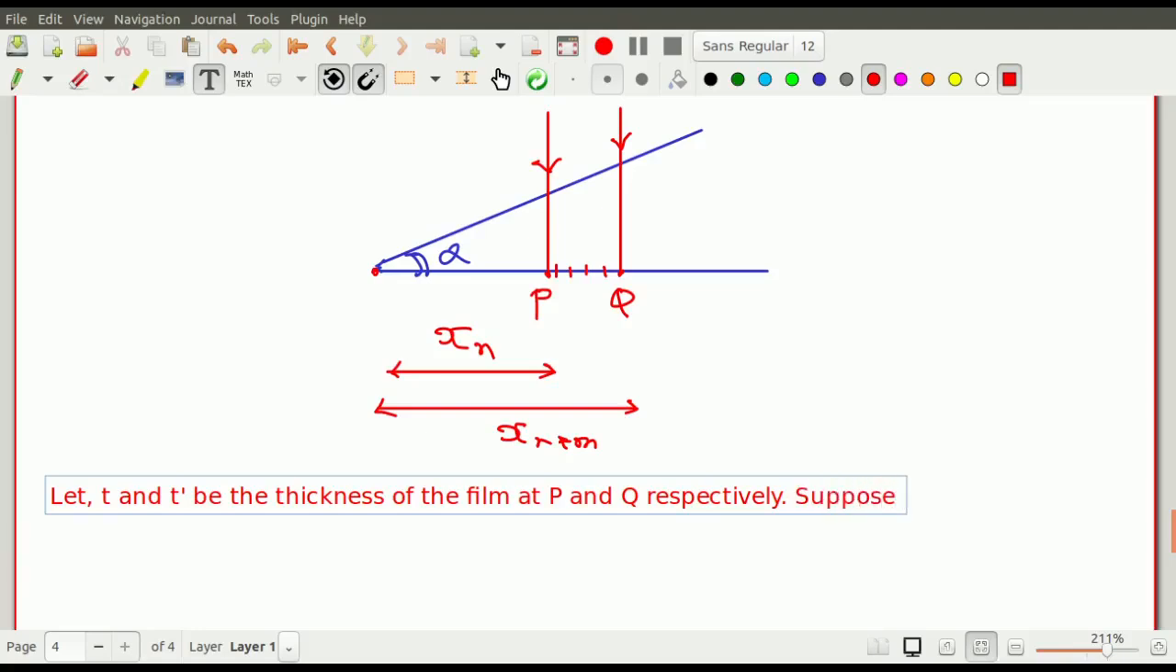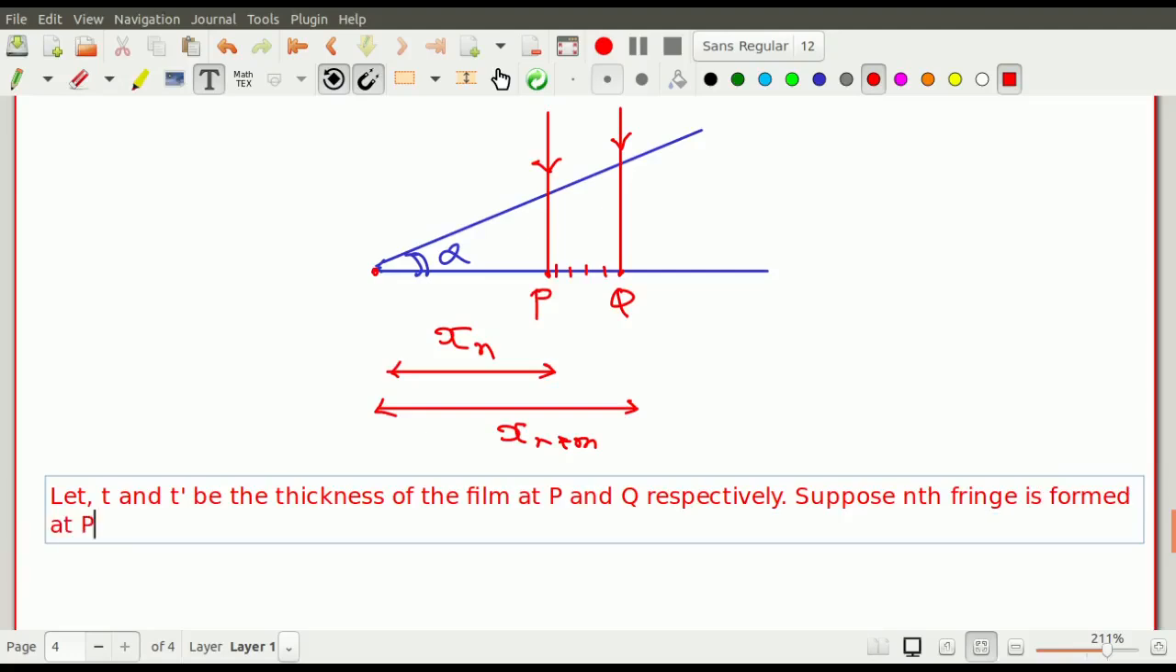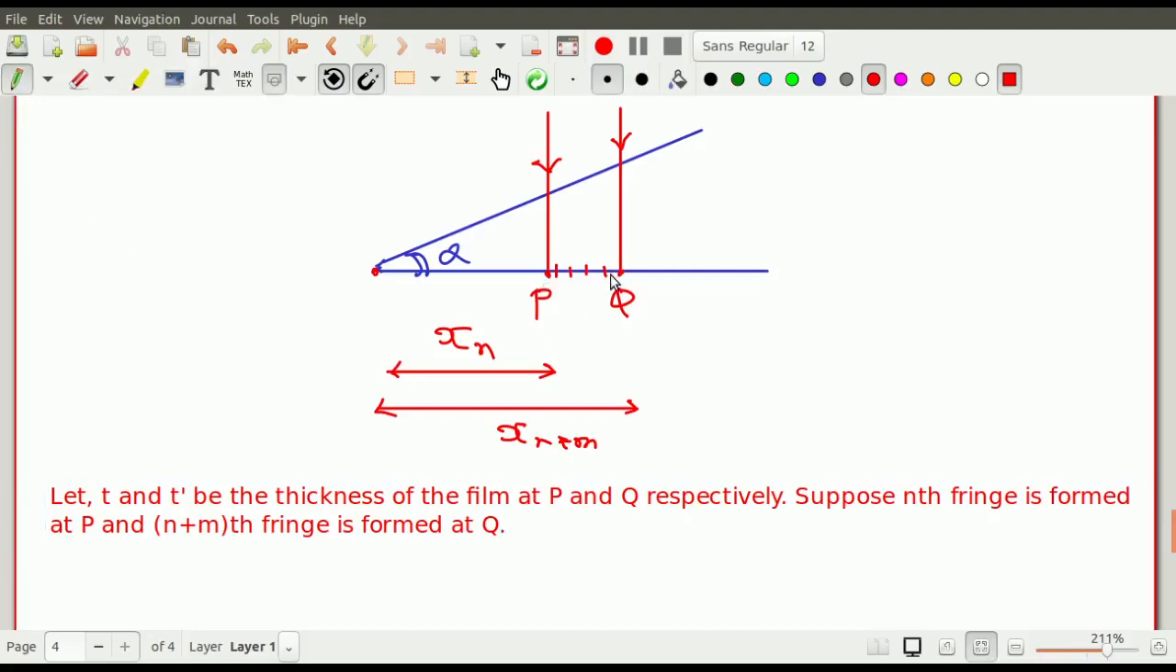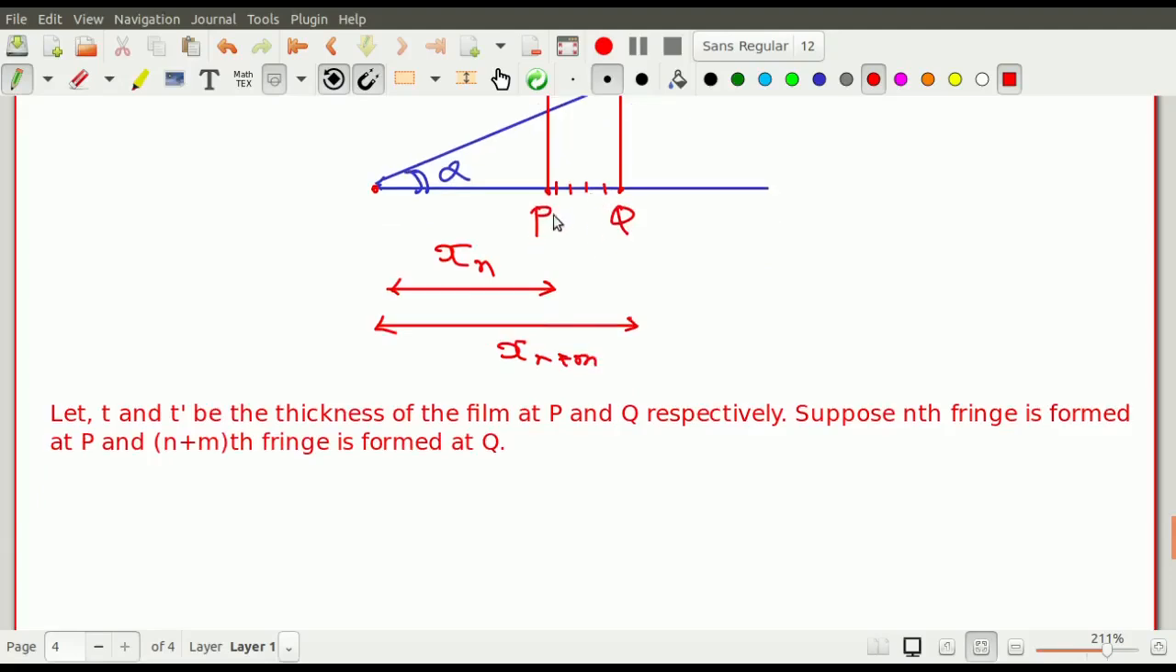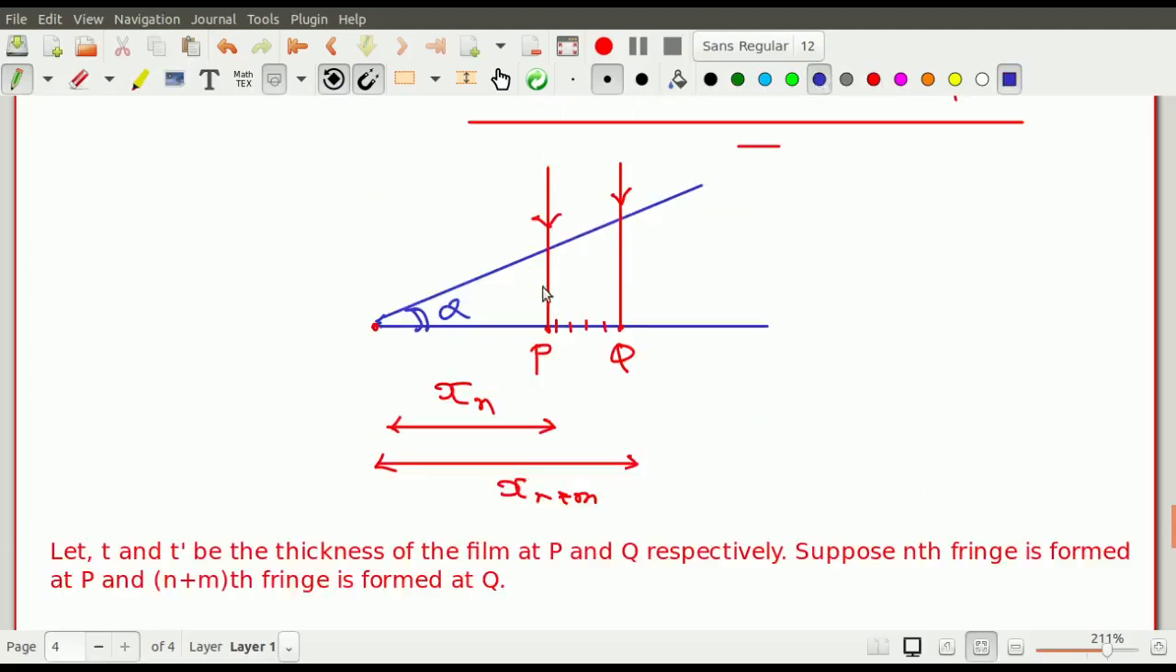Suppose nth fringe is formed at P and n plus mth fringe is formed at Q. Then here the nth fringe, and here the n plus mth fringe. So in between there are how many fringes? There are m number of fringes.